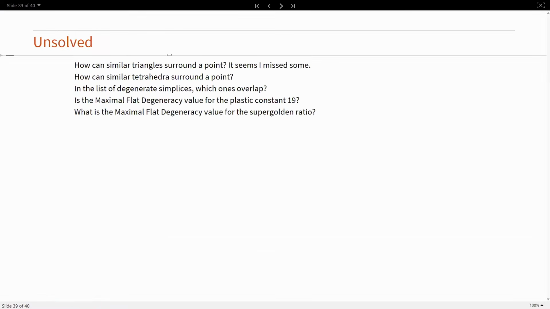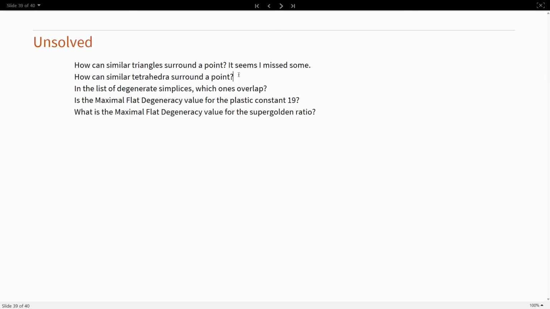So there are a couple of things that I'm still trying to solve. My original experiment: how can similar triangles surround a point? Well, it seems that I missed a few. So it's possible that there are nice tiling systems that I completely missed, or one of those other solutions might be of interest.